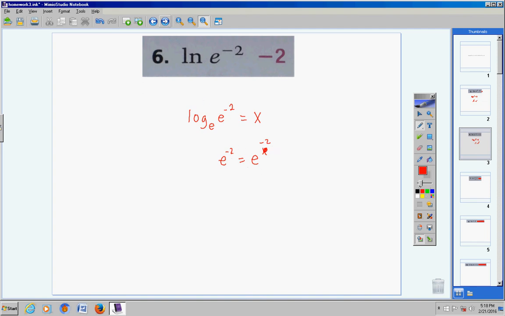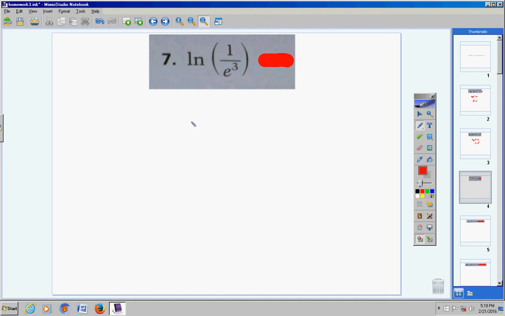Number 7. Alright, now this one's going to be a little trickier, okay? Watch. This means logarithm base e of this right here. Now we do not have a base matching a base at all. We have 1 over e to the third, okay? Now, there's a couple of different ways to do this. First of all, we can do it the old-fashioned way. Set it equal to x. And now write this logarithmic expression exponentially.